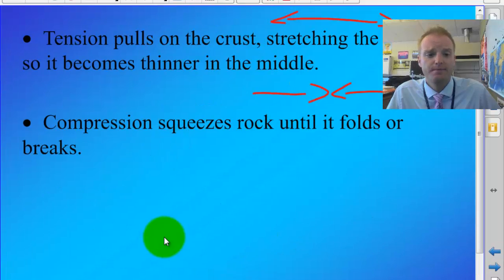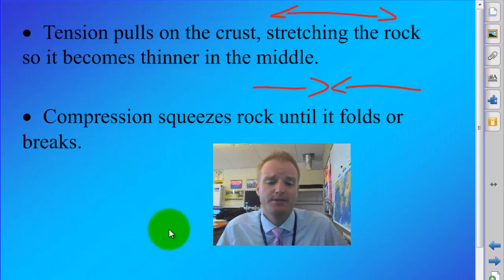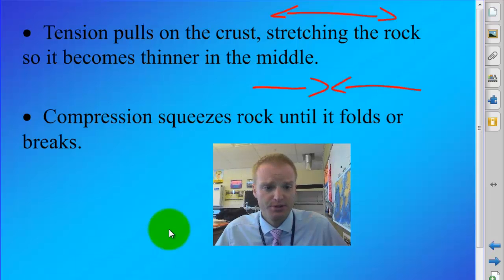So moving on, our next type is tension. Next type of stress is tension. This pulls on the crust, stretching the rock so it becomes thinner in the middle. So again, think about a divergent plate boundary. This type of stress would cause a divergent plate boundary. It's being pulled apart. On land, we get those rift valleys. Think about when we're pulling that Laffy Taffy apart. On the ocean floor, we get the mid-ocean ridge.